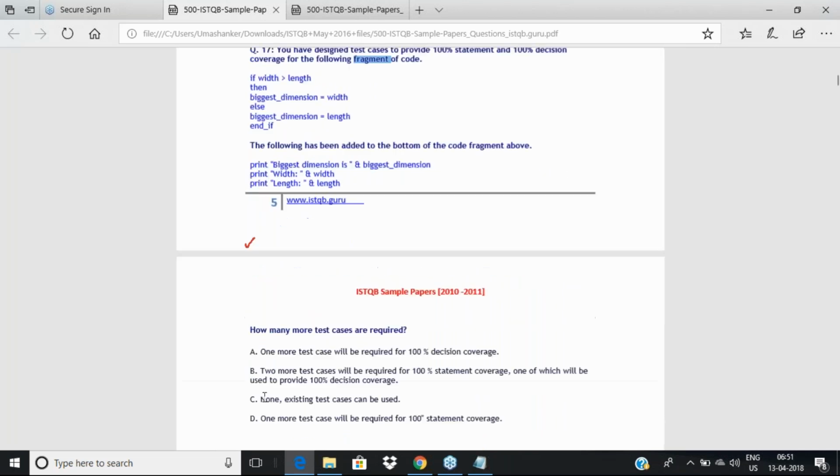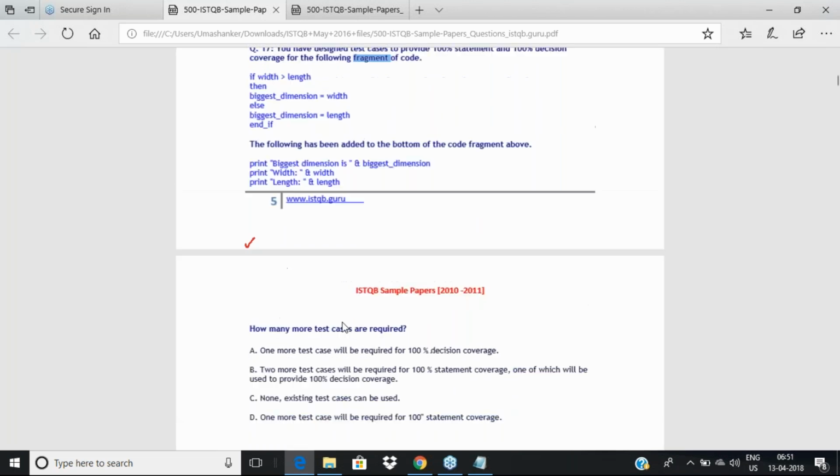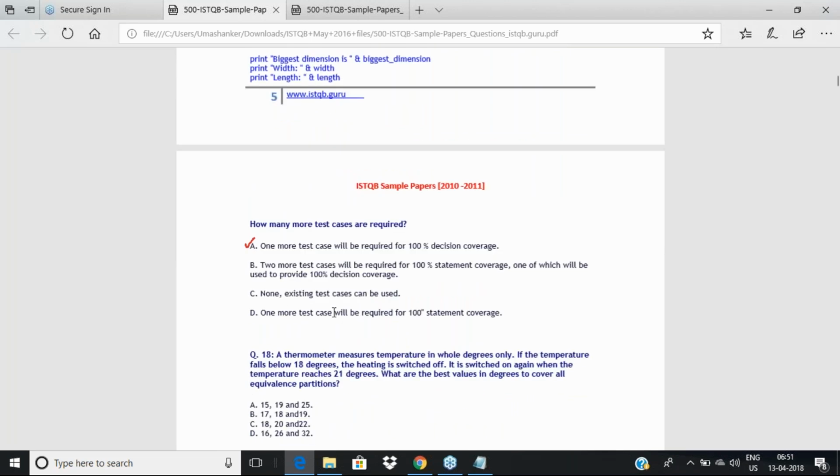So now you have to choose between C and D, because A and B are clearly ruled out, as there is decision coverage in them. And if you are thinking about the few statements at the bottom, we are already getting the biggest dimension here, and else the biggest dimension here, and either way you can print the biggest dimension. So what do you think is the answer? C or D? It will definitely be between C or D, but what do you think?